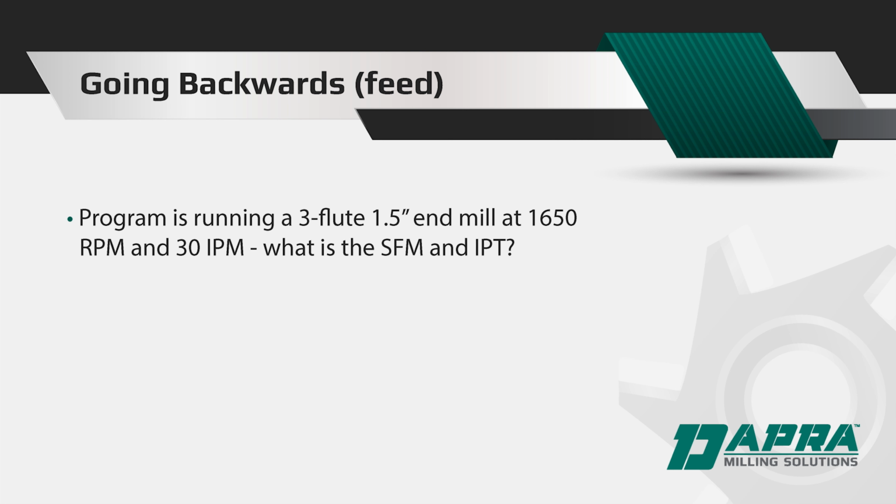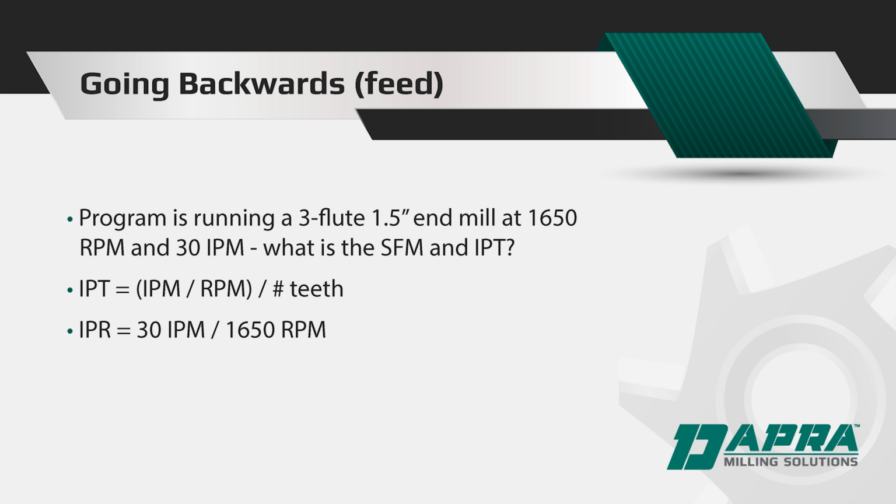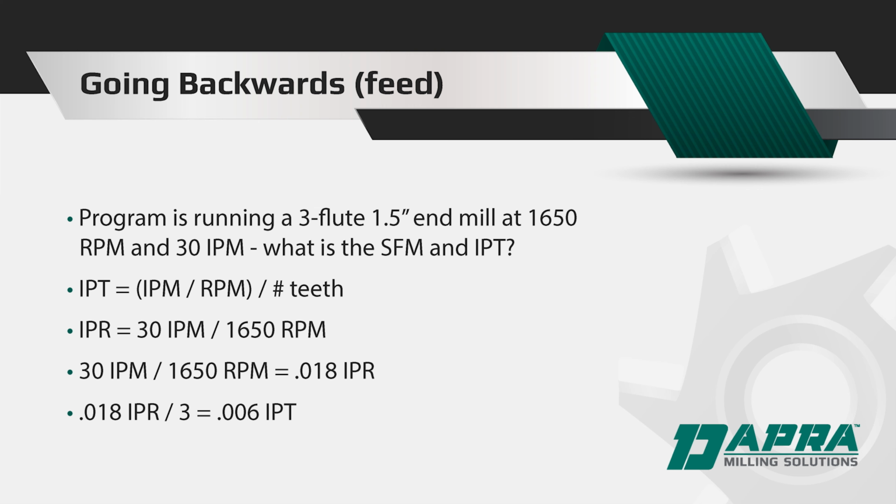Now going backwards on feed rate, that same program is running that 3-flute 1.5" end mill at 1650 RPM and 30 inches per minute. What's the feed per tooth? Well, feed per tooth, or IPT, is equal to inches per minute divided by the RPM divided by the number of teeth. Now if we just take the 30 inches per minute and divide by the 1650 RPM, we get the inches per rev, which in this case is 18 thousandths feet per rev.